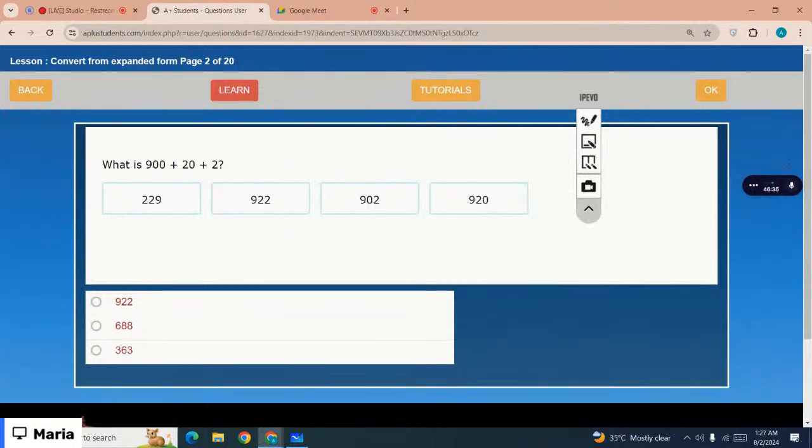Okay, the next one is 900 plus 20 plus 2. So which is the correct option? That is 922. Option number 2 is the correct option. That is 922.